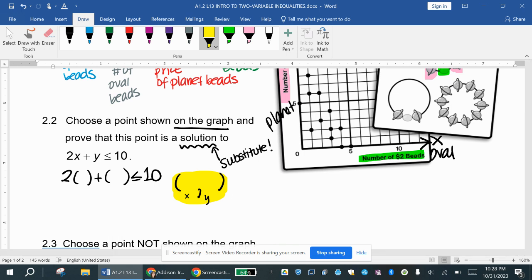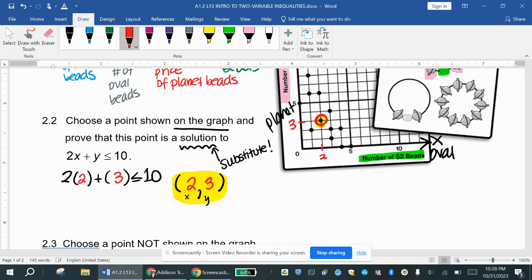Now there's lots of different possibilities you could have picked. So I'm just going to show you the one that I chose. So I chose the ordered pair 2, comma 3. So 2 on the x-axis, 3, that's this guy right here, 2, 3. So 2 for the x and 3 for the y. And if it truly is a solution, when I simplify this, 2 times 2 is 4, 4 plus 3 is 7. This is a true statement. 7 is less than or equal to 10.